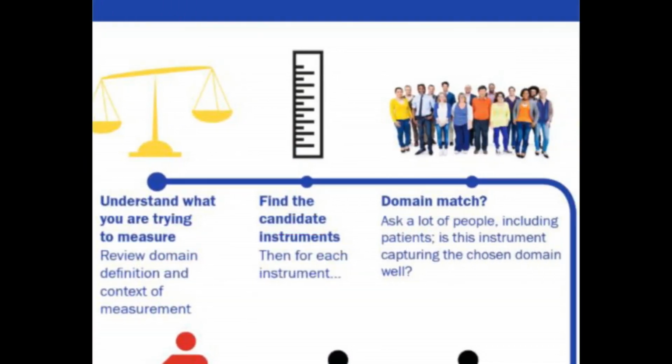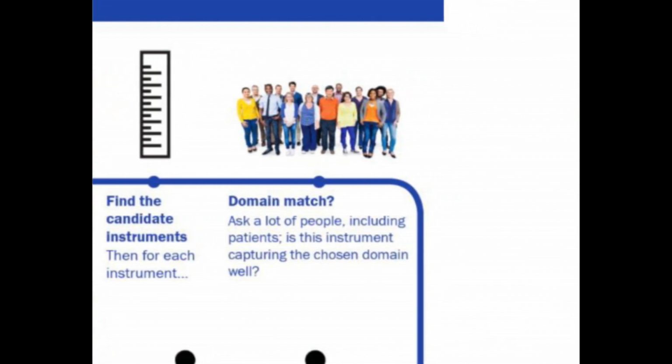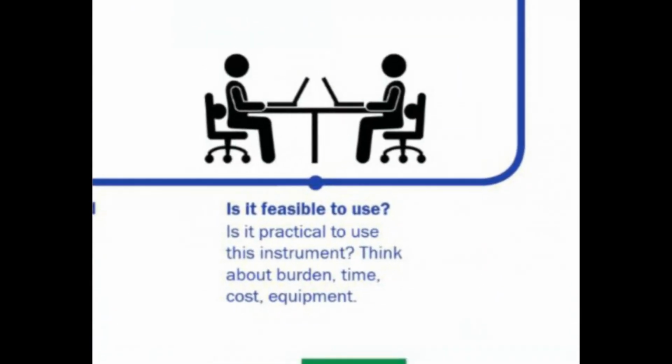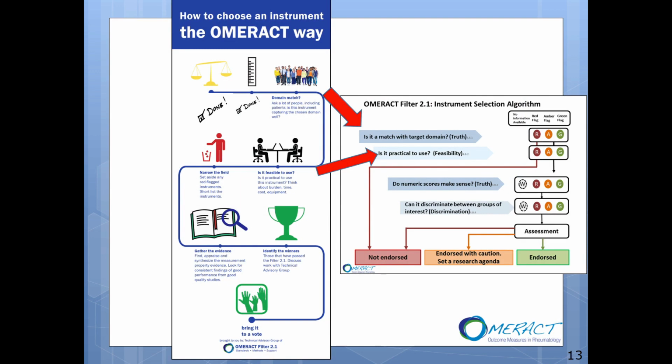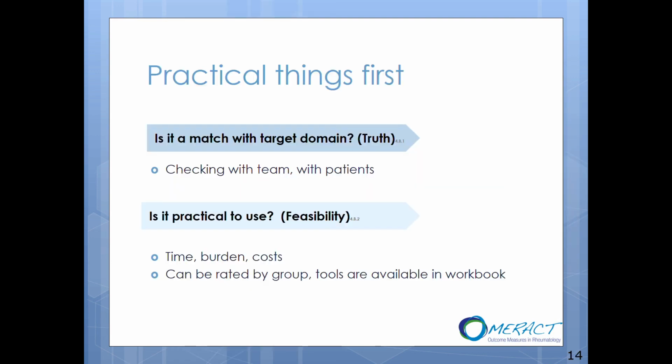And the next 2 steps are checking to see whether it's a match for our target domain, the first part of truth. And then secondly, really reviewing if it's practical to use. And both these steps are very practical assessments. They're often done by the working group, hopefully with a little bit of data in hand so they can check some of the content, ceiling and floor effects, for example. But it's really saying that the very practical things are coming first. So is it a match with your target domain? Check with your team, but also talk to people, talk to patients, talk to your stakeholders, talk to the person who's going to be responding to the questionnaire, and make sure that it's a match to their lived experience.